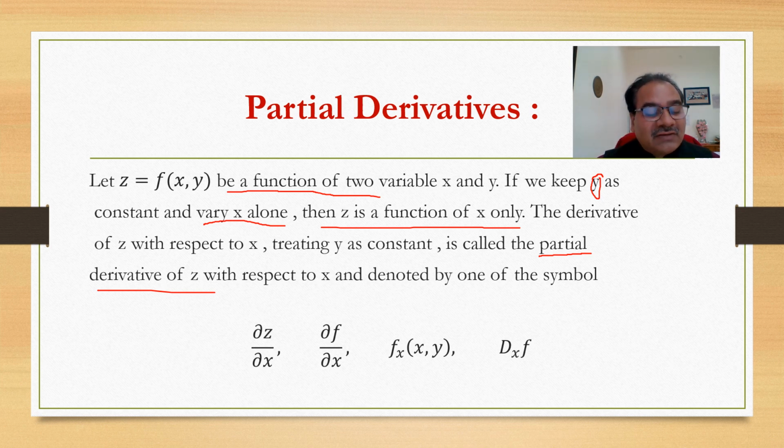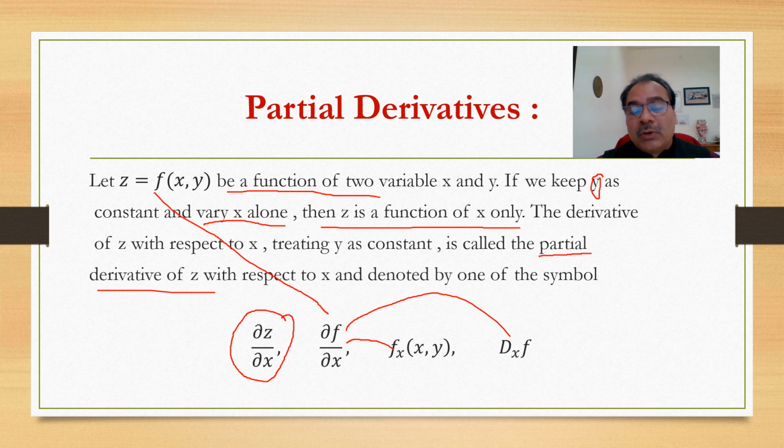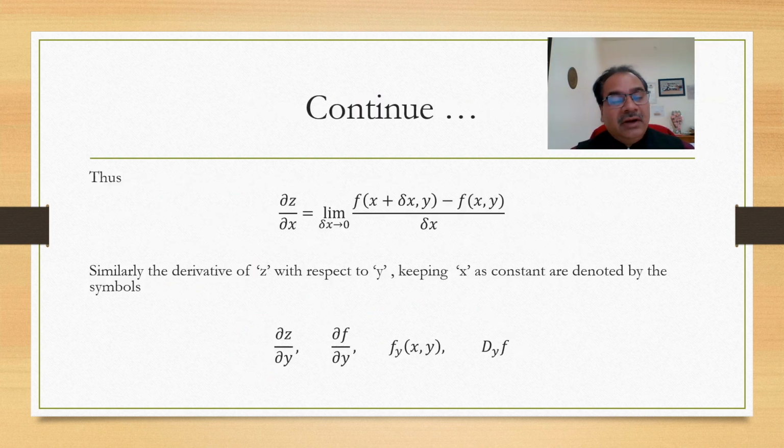What is the meaning of partial derivative? The partial derivative of z with respect to x is denoted by one of these symbols. Any one symbol will do, as they are all the same. We write either del z by del x, or the same as del f by del x, or in short form f_x(x, y), or sometimes people also write it like this. So this is about the partial derivative.